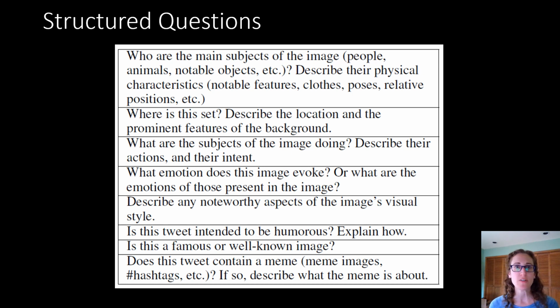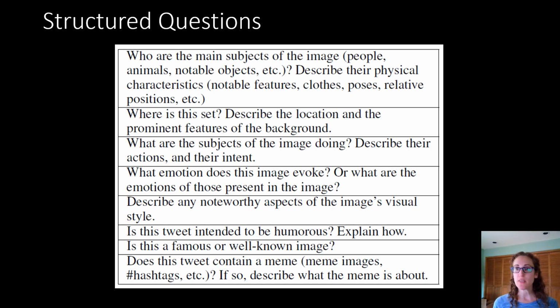So the 8 questions, first was, who are the main subjects of the image? Describe their physical characteristics. Second, where is this image set? Describe the location and the prominent features of the background. Third, what are the subjects of the image doing? Describe their actions and intent. Fourth, what emotion does this image evoke, or what are the emotions of the people present in the image? Next, describe any noteworthy aspects of the image's visual style. Then, is the tweet and image intended to be humorous? If so, explain how. Is this a famous or a well-known image? And is this a meme? And if so, describe what the meme is about.